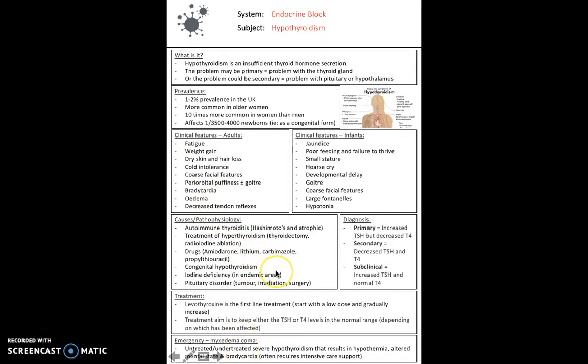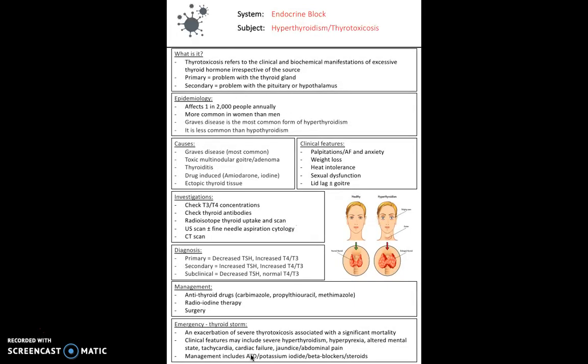There are several different causes of hypothyroidism, as there are several causes of hyperthyroidism, and it's important to be aware of an emergency case here, so myxedema coma. This is where we have severe hypothyroidism, causing severe hypothermia, altered mental state and bradycardia as well, and usually these patients will require intensive care support.